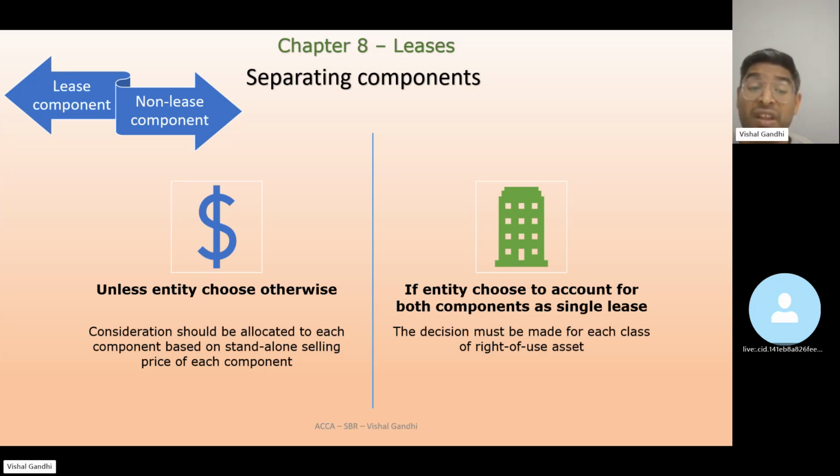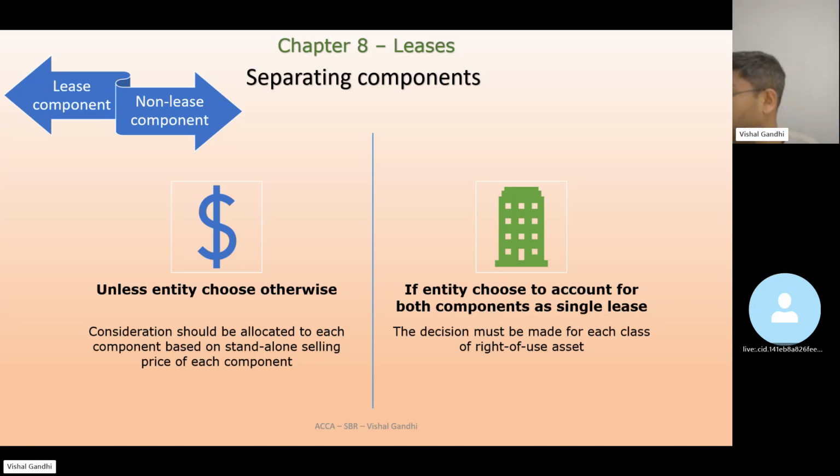So unless the entity chooses otherwise, we need to separate them. If the entity chooses to keep it as a single lease, to show it as a single lease, only then can we show it as a single lease. But if the company has not chosen that, then they have to separate it. Now, how can you separate the lease? Whatever the consideration is should be allocated to each component based on the standalone selling price of each component. So basically we have to divide it in a ratio.